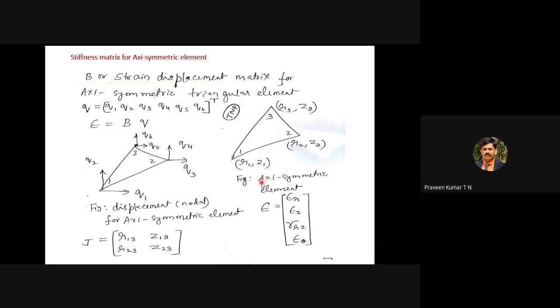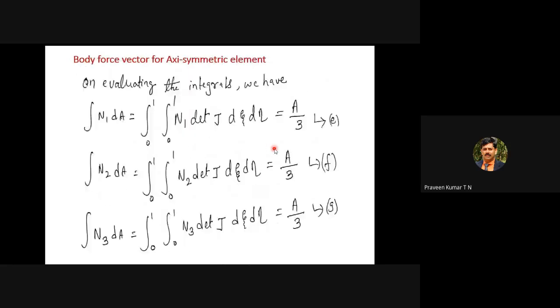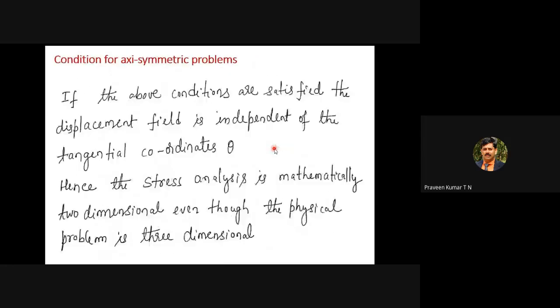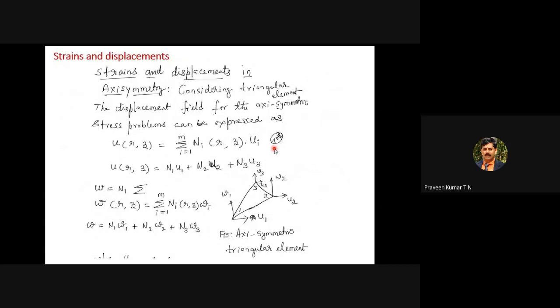Here we have seen R1, Z1, R2, Z2, R3, Z3. So those are the coordinates, not X1, Y1, X2, Y2, X3, Y3. We have a totally different geometry for axisymmetry. So now we know that U is equal to NQ. N is the shape function vector, N1, N2, N3, because there are three nodes. U is the displacement along the R direction, given by U1, U2, and U3. Those are the displacements along the R direction.